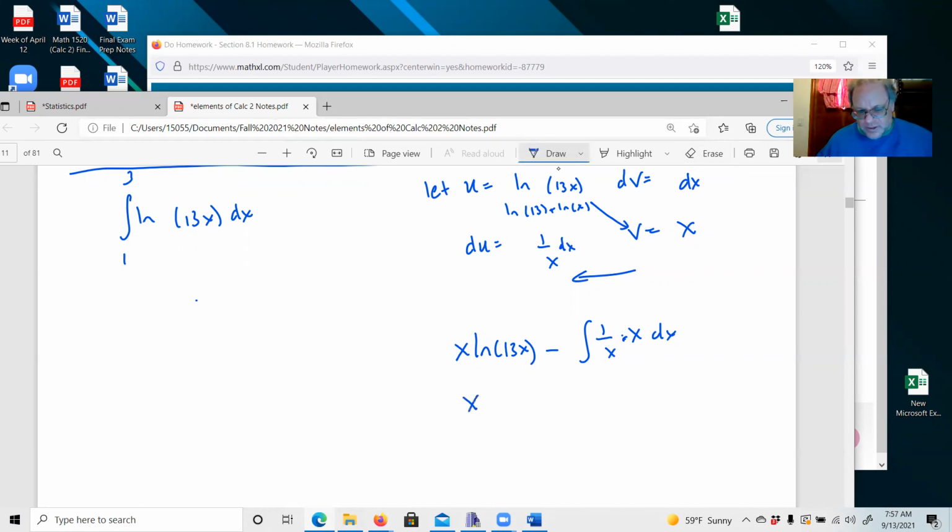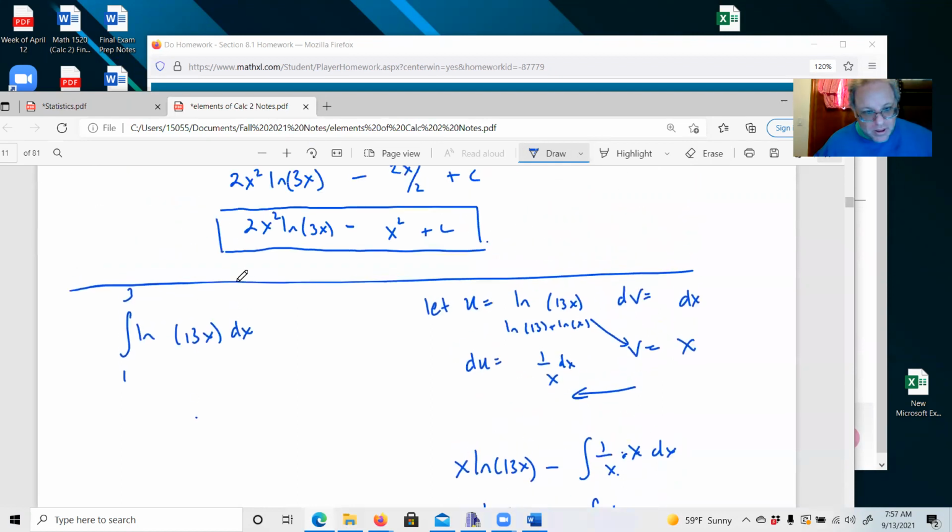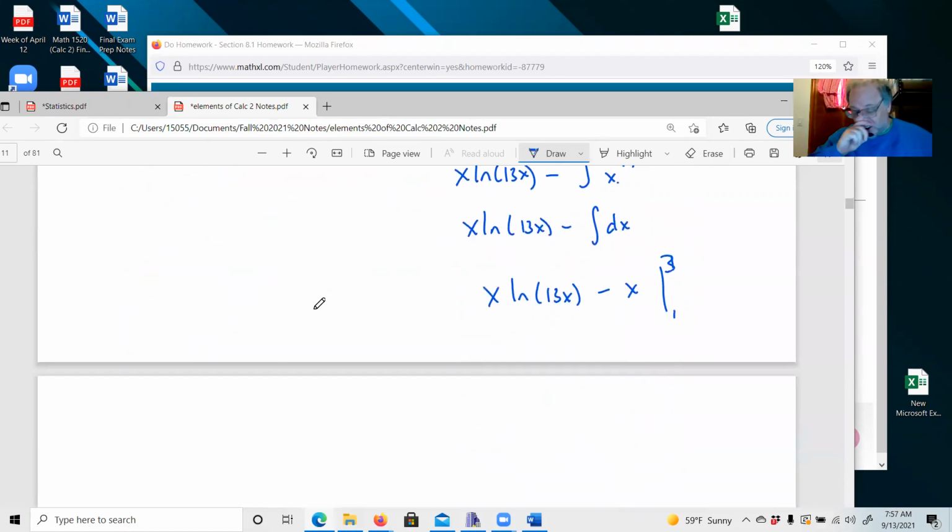So this is x ln 13x minus the integral of this, which cancels, so this is just dx. So this is x ln 13x minus x, and we're going from 1 to 3, I believe. This is the hardest part of your calculus problem now, doing this. Okay, so this is 3 natural log. What's 3 times 13? Minus 3.